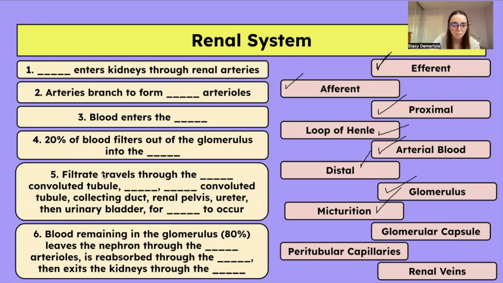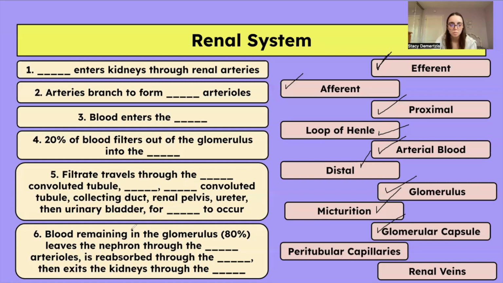So when I said filtrate travels through the efferent arteriole, I did not mean to say that. Sorry, number 4 was supposed to be glomerular capsule. I apologize sincerely for that. So number 4, 20% of blood filters out of the glomerulus into the glomerular capsule. Number 5, we got right. We talked about the proximal convoluted tubule, loop of Henle, distal convoluted tubule, collecting duct, renal pelvis, ureter, bladder, micturition.